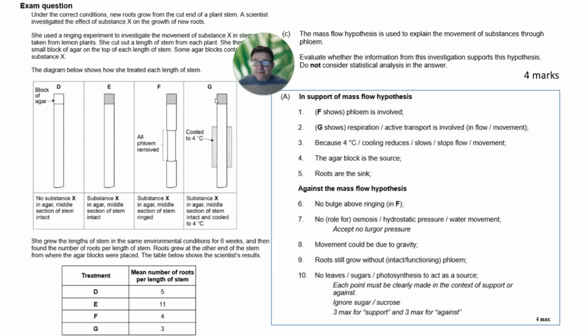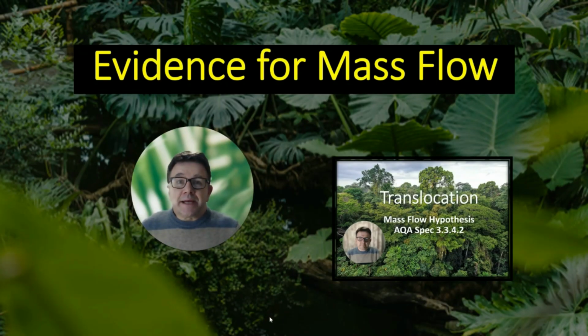Movement could be due to gravity. So basically moving down via gravity, diffusing through. Roots still grow as well without the intact functioning phloem. I think that's the killer one, that there are 4 roots per length of stem even though there's no phloem. So that is against mass flow. And the last one, there are no leaves, it's just the stem, so there's no photosynthesis to act as a source in this case.